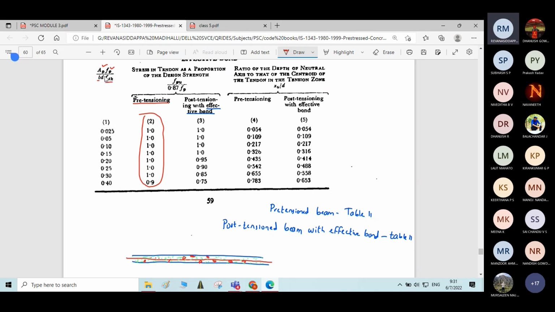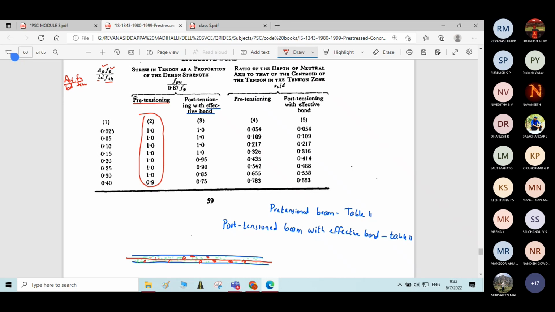This formula is there, no? This formula is similar to the formula which is there in page number 96 of IS 456. That is AST by BD and FY by FCK. The formula is there in page number 96. It is similar, in place of AST we have AP divided by BD. In place of FY we have the characteristic strength of pre-stressing steel, FP by FCK. Similar to that, we need to find this ratio.